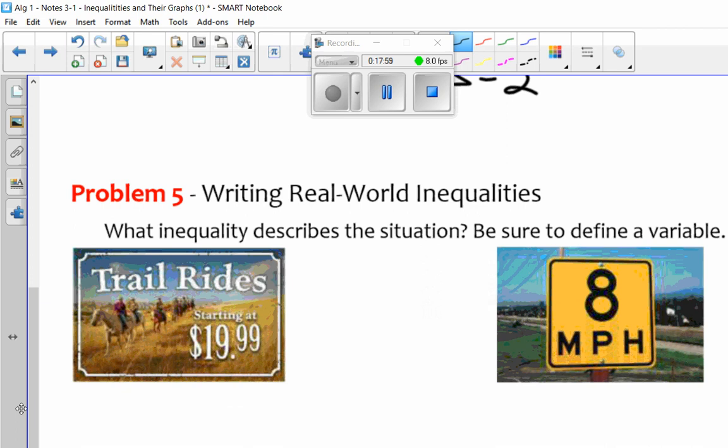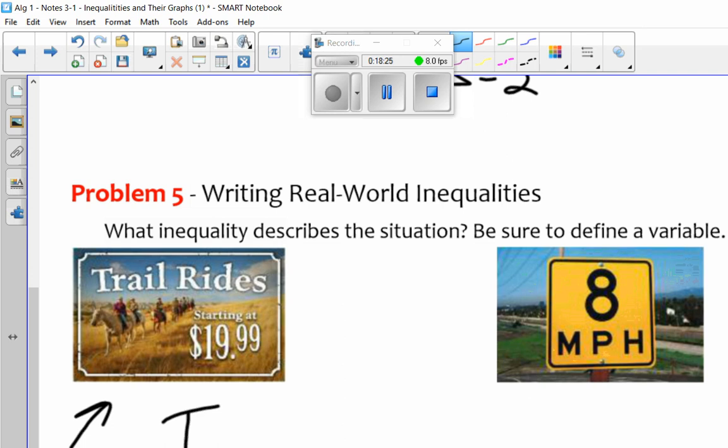Okay, you get kind of these word problems. These are just kind of pictures, though. But we need to write an inequality to describe the situation. And they want us to define a specific variable, okay? So in this first picture, it says trail rides starting at 1999. So I'm going to call it T for trail rides.